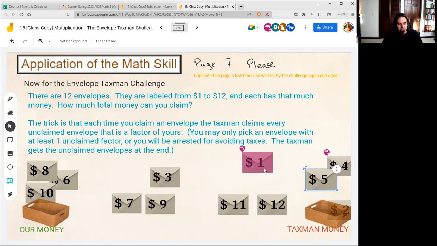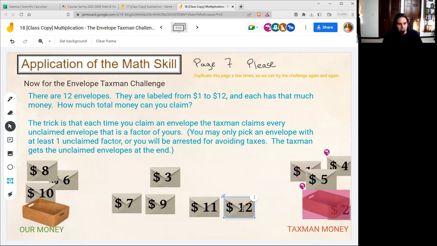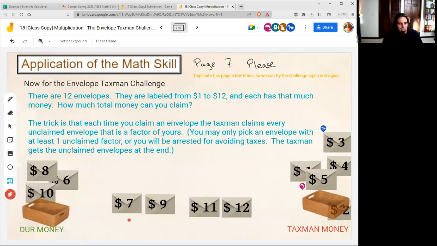And the tax man, let's keep this over here for the tax man. So he doesn't give us money back. No refunds in this scenario. Okay, we got 6. The tax man gets 3. Can we take any more? No, none of these have factors that are still on the board.